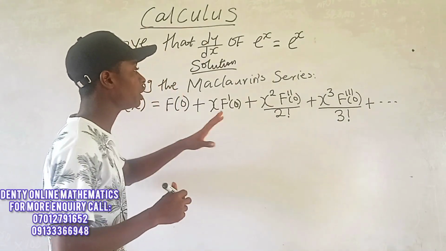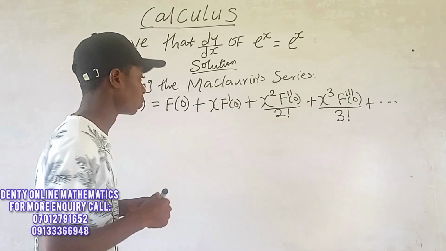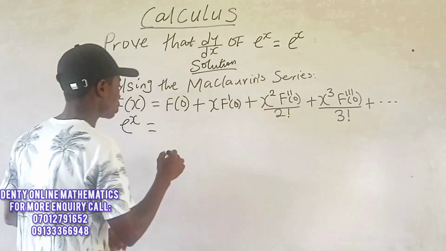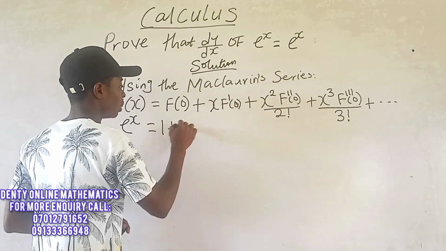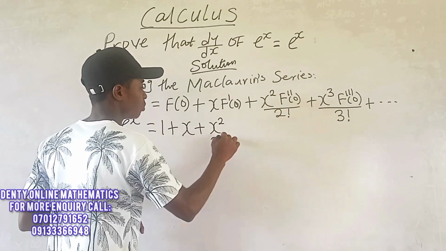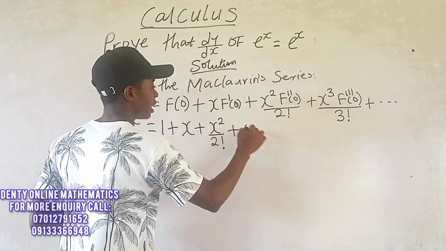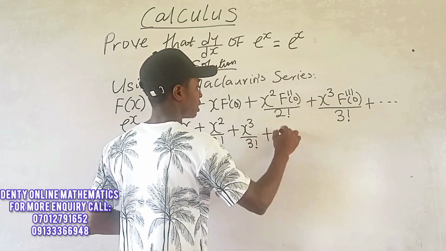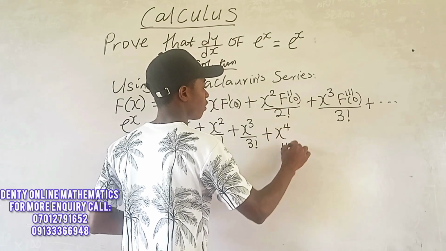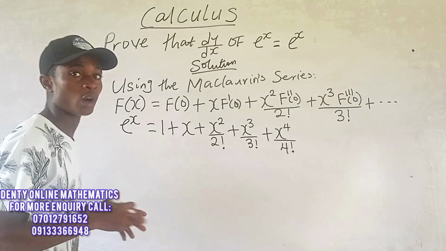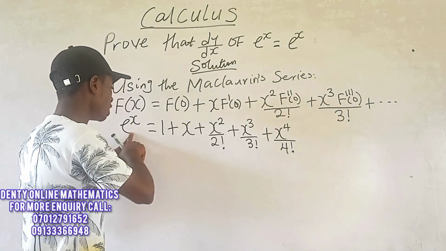Now, before we can do that, we need to bring out our exponential of x also. We know that our exponential of x is equal to 1 plus x plus x squared over 2 factorial plus x cubed over 3 factorial plus x power 4 over 4 factorial. Now, this is the power series or the Maclaurin series of exponential power x.